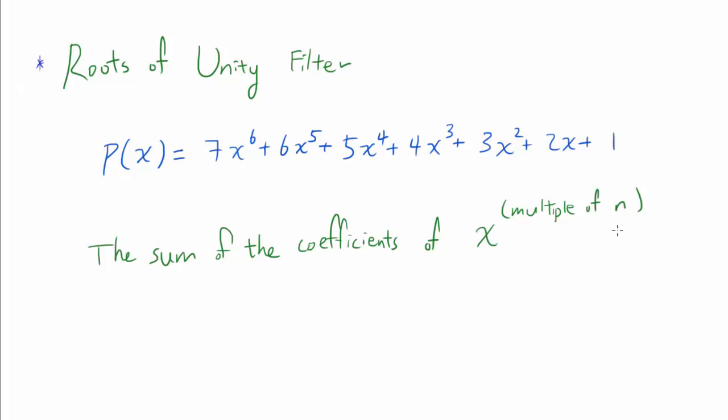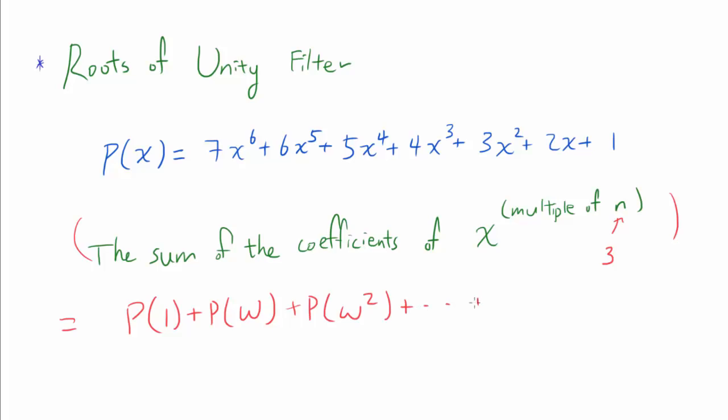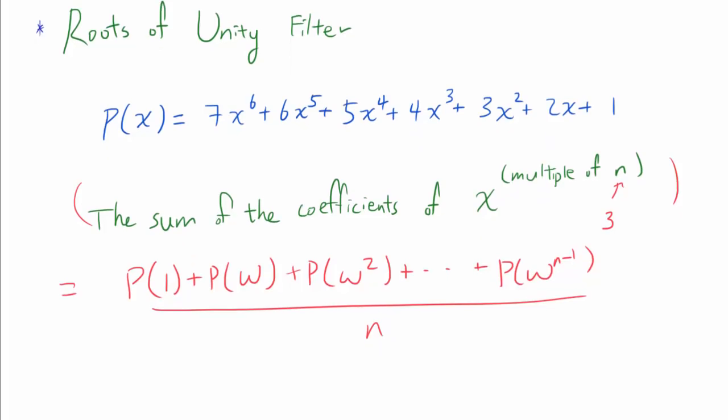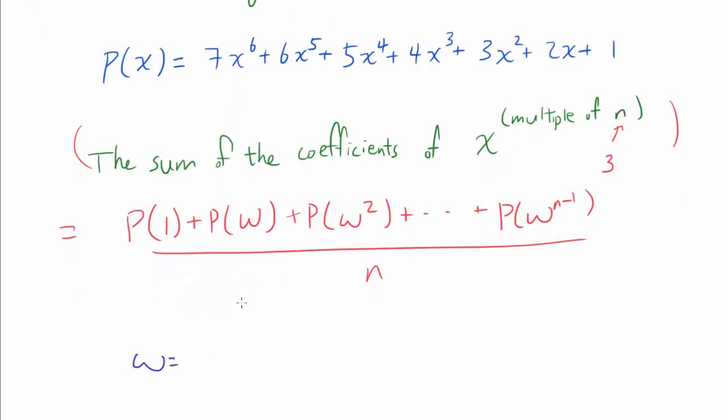In our case, we wish to add up the coefficients of x to the 0, x cubed, x to the 6, and so on. So in our case, we have n equals 3. And what roots of unity filter tells you is that this sum is going to be p of 1 plus p of omega plus p of omega squared, all the way to p of omega to the n minus 1, all divided by n, where this omega is, as you may expect, a primitive root of unity, or we can specifically let it be e to the 2 pi i divided by n.